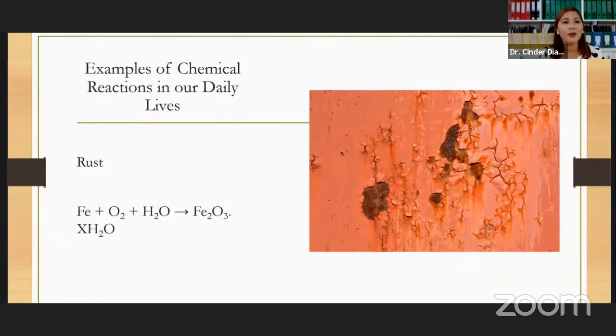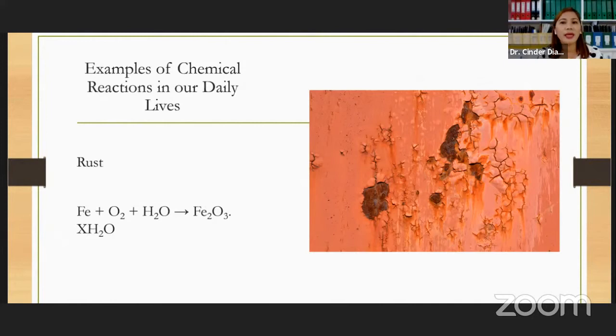The next example is rust. Rust, verdigris, and tarnish are all examples of common oxidation reactions. When iron rusts, it changes color and texture to form a flaky coating called rust. The reaction also releases heat, but it usually occurs too slowly for this to be noticeable.